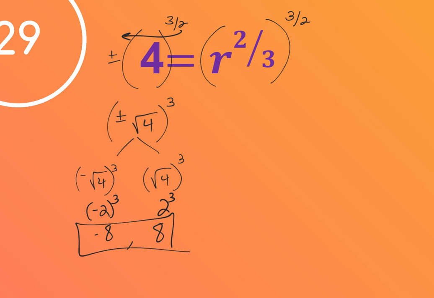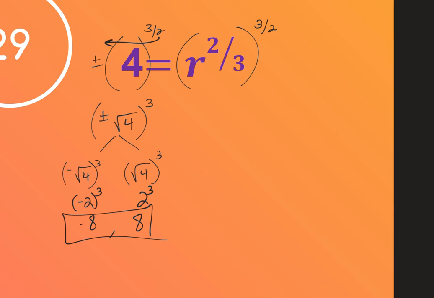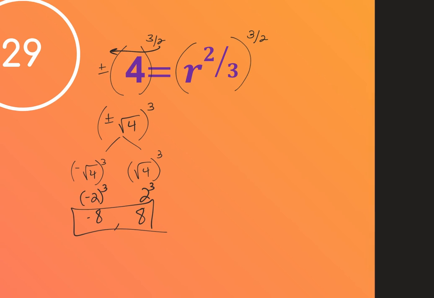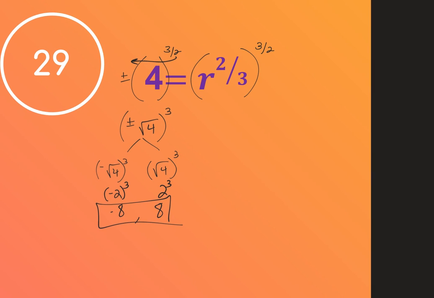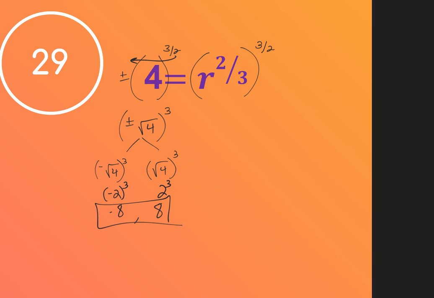So that one's tricky because it goes back to your rational exponents. We did those a long time ago. But when you are doing the even root on both sides, because that's a square root, you've got to remember to do plus and minus. Still good?